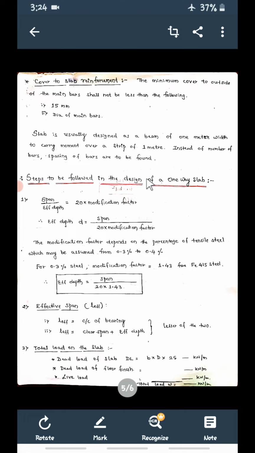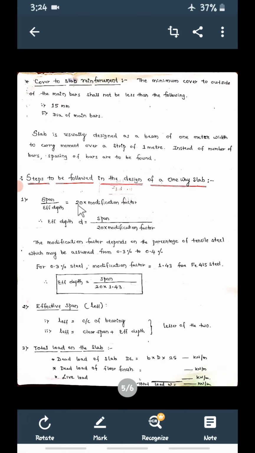Now we are going to see the steps. It is almost the same as that of a beam. First step, you have to find the dimension, that is the thickness of slab. For that, you have to assume a span to effective depth ratio of 20 if it is simply supported.